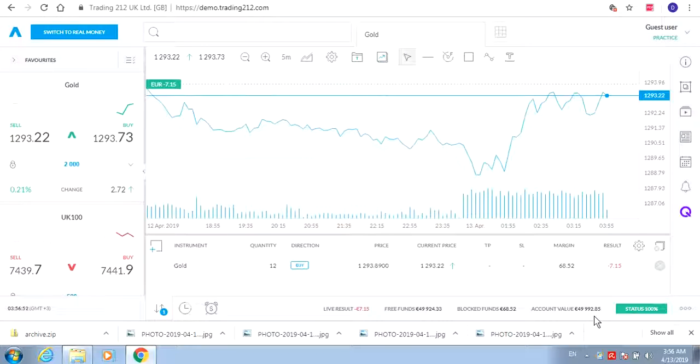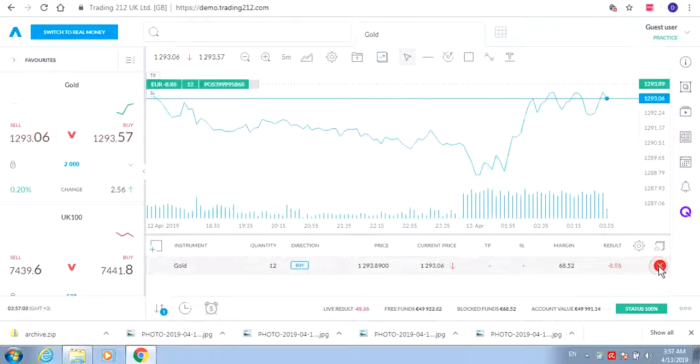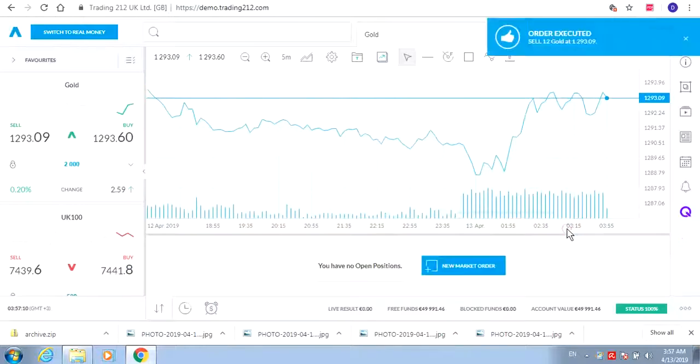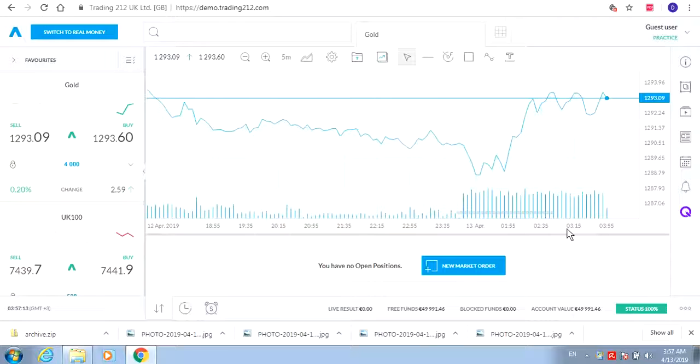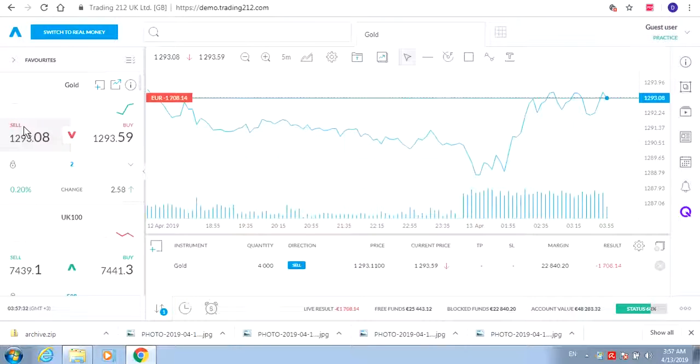For teaching purposes, let's assume that we have generated some profit. To close this position, we can do that easily by clicking on this box, then OK, and here we can see our position or order was executed. Let's assume that we have expected the price of gold will go down instead of climbing up. Here we can sell gold instead of buying gold.